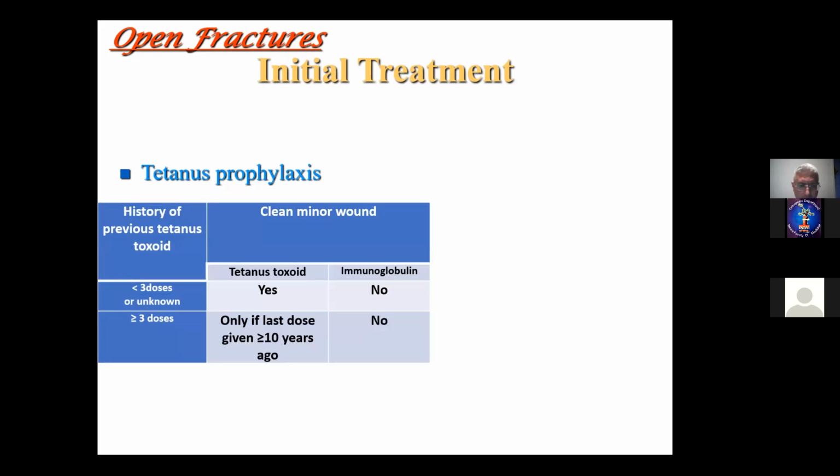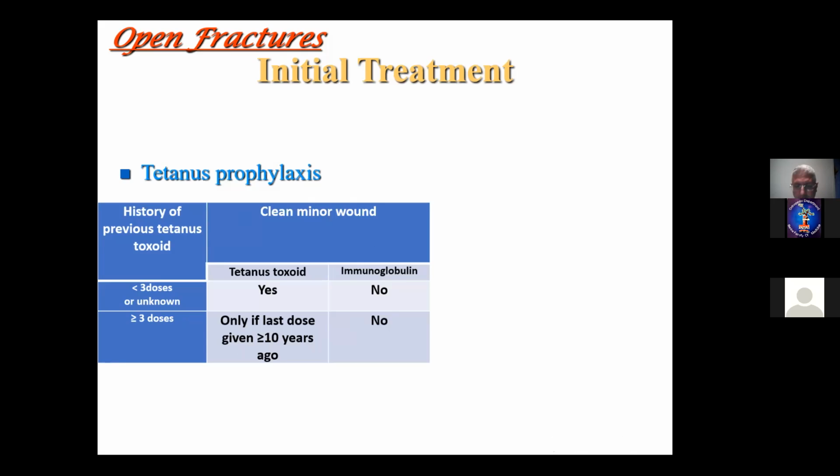If we have a clean minor wound, and the patient didn't complete or has an unknown history of previous tetanus immunization, he's going to receive tetanus toxoid. In both cases, there is no need for immunoglobulins with clean minor wounds. Immunoglobulins are not needed in clean minor wounds. If the patient completed the full doses of immunization and the last dose was about 10 years ago or more, he's going to take the tetanus toxoid.